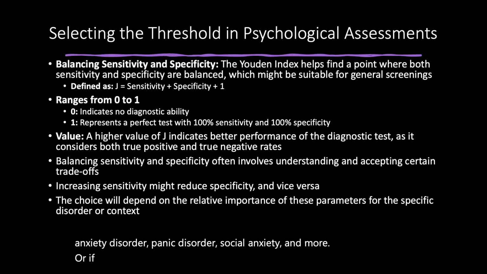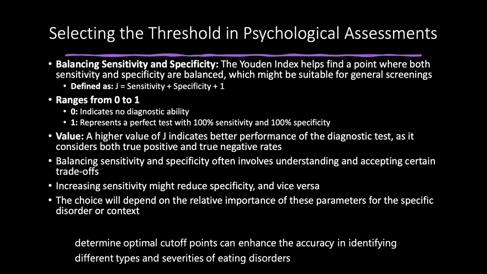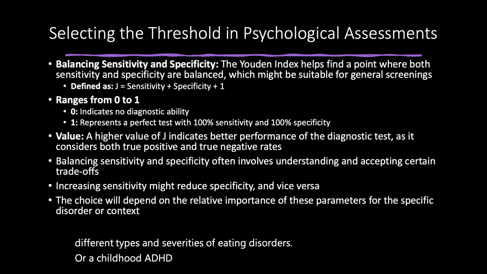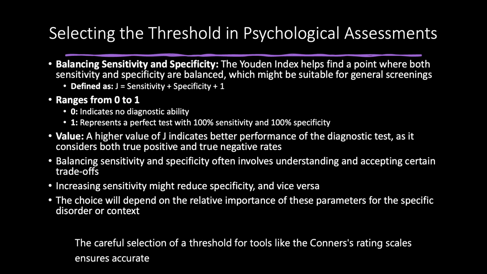Or if you're screening for eating disorders, utilizing the ROC curve to determine optimal cutoff points can enhance the accuracy in identifying different types and severities of eating disorders. Or a childhood ADHD diagnosis, the careful selection of a threshold for tools like the Conners' rating scales ensures accurate diagnosis, contributing to effective treatment planning and minimizing misdiagnosis.